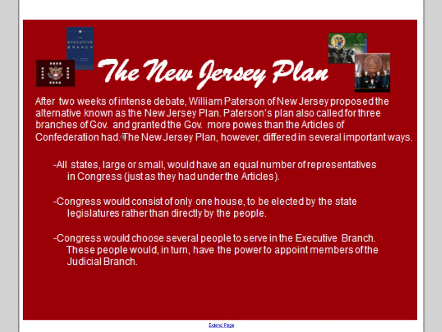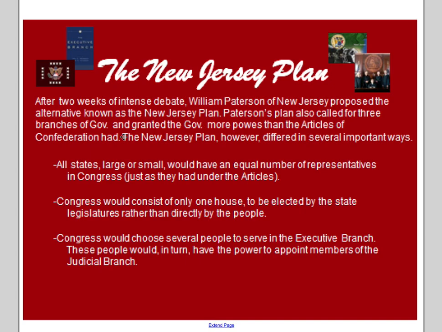The New Jersey Plan gets proposed by William Paterson, and it basically looked just like the Articles of Confederation. He wanted to go with 1 vote per state, so everything would be equal, just like under the Articles. So New Jersey and Delaware would have the same as Virginia and New York. Congress would have that 1 house, or unicameral legislature, and that would be elected by the state, not the people. So there would be no people voting under this New Jersey Plan.